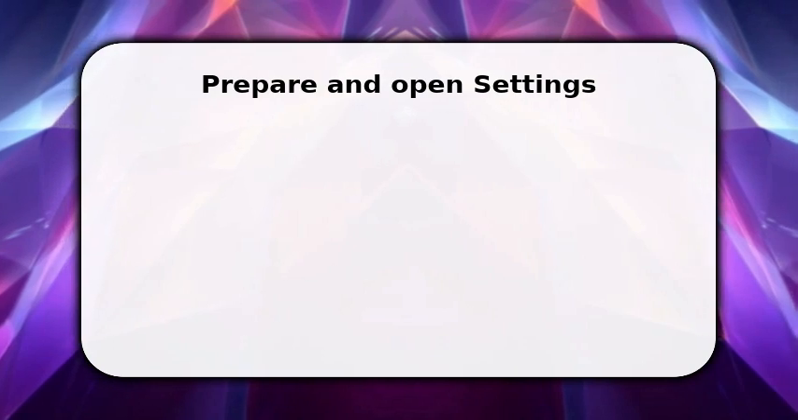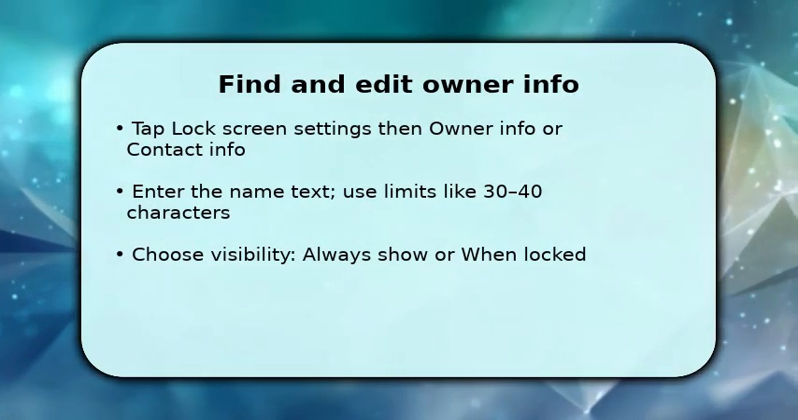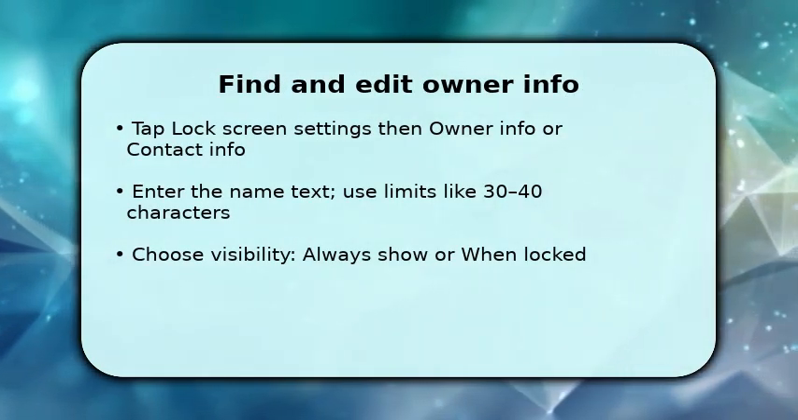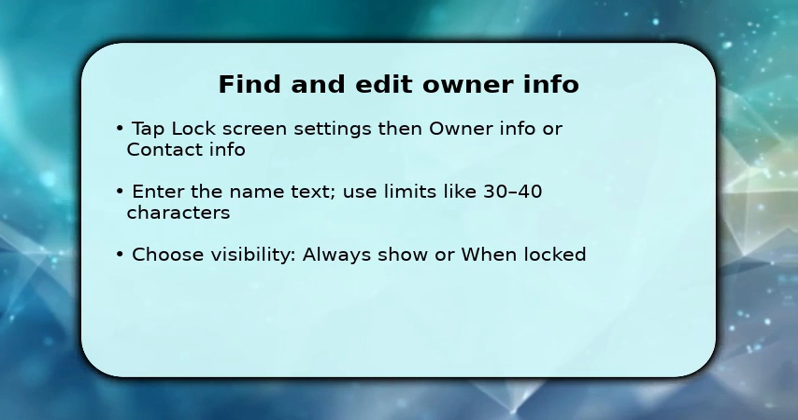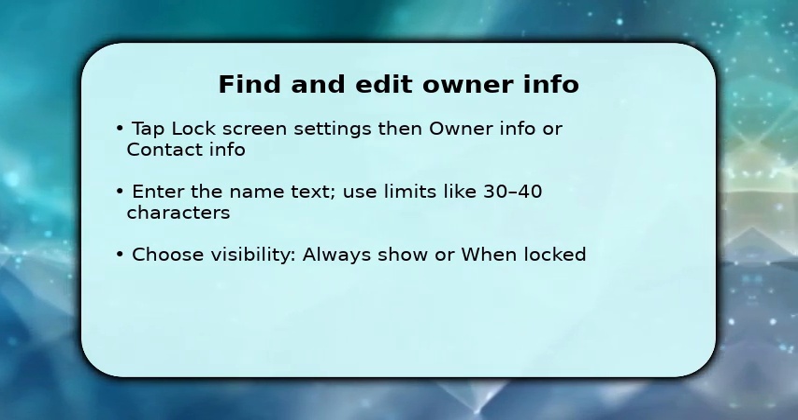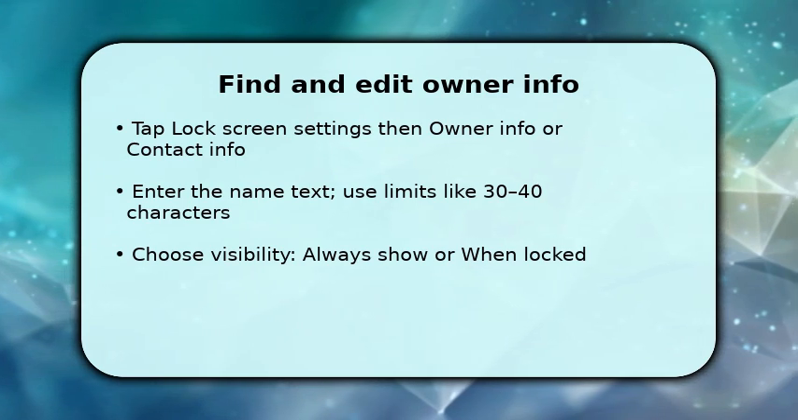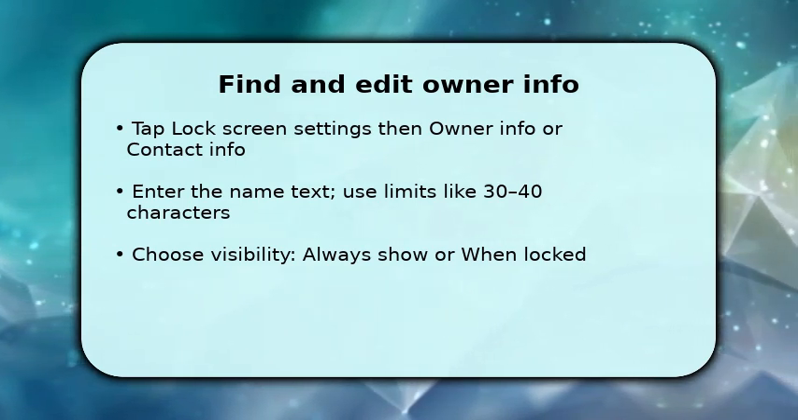Once in lock screen settings, find owner info or contact info and tap to edit. Some phones hide it under advanced. You'll type the name you want displayed. Keep it concise because many phones have character limits, usually around 30 to 40 characters.